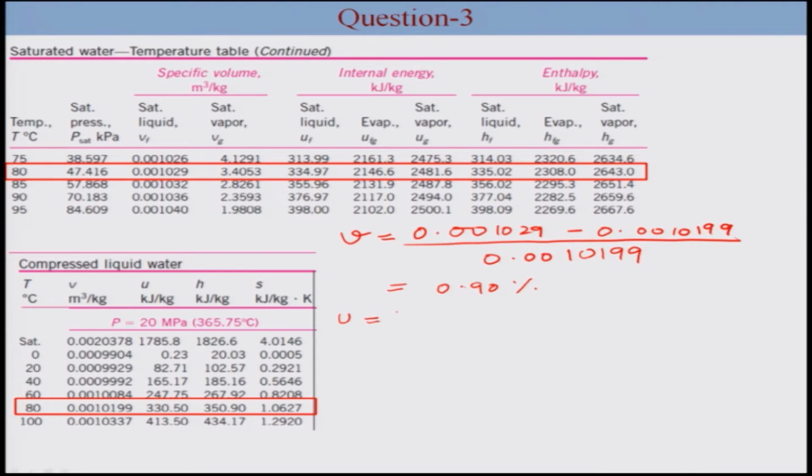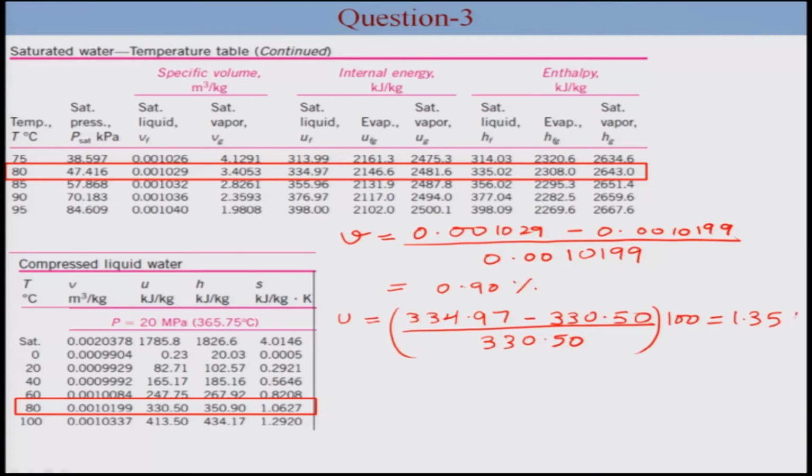Similarly, in the internal energy, the error is the difference in the value obtained using the saturated liquid approximation and that from the compressed liquid table. So multiplying it by 100, this is equal to 1.35%. In the above expression also we need to multiply it by 100 to get the percentage.